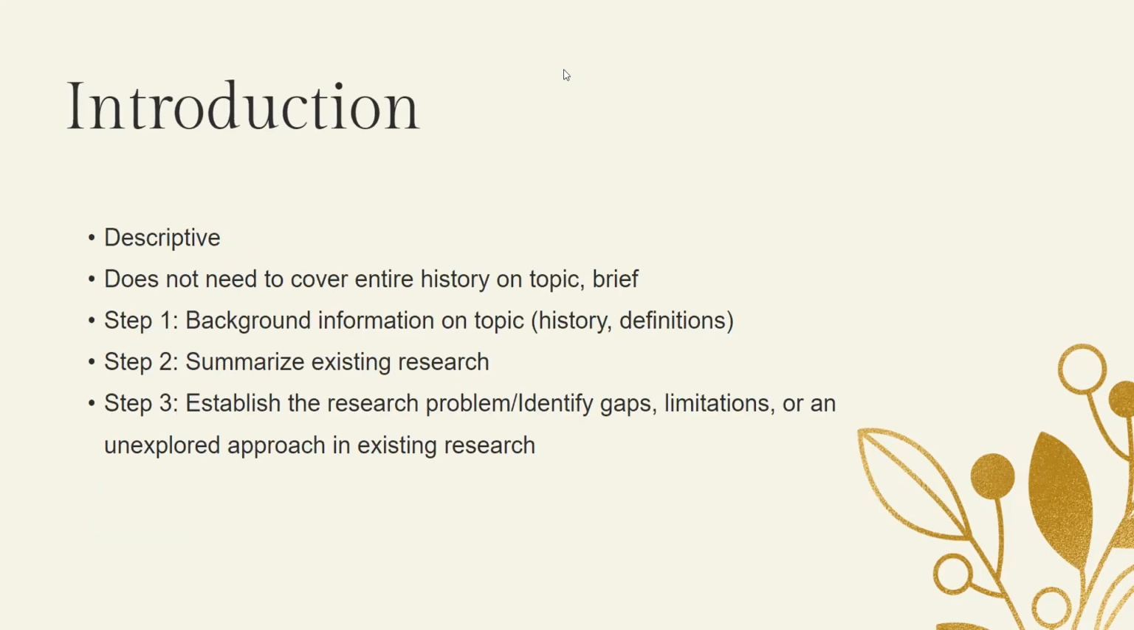So after the abstract is your introduction, and this is a descriptive portion of the paper, meaning that you're just briefly telling readers about information related to your research topic. So you're not really analyzing or interpreting any information just yet. Introductions usually start off with giving readers background information on the topic, like definitions related to the topic or a short history of the topic. Then you'll summarize existing research on your topic that is also relevant to your research question.